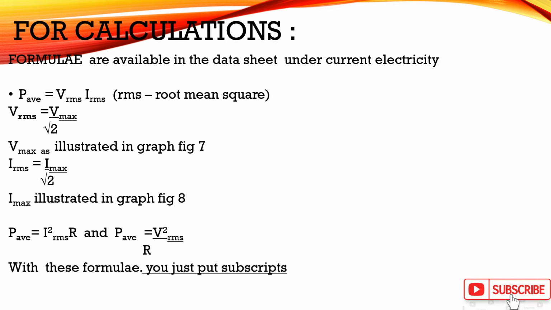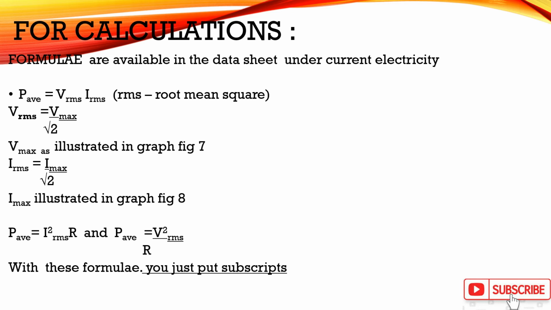You just put the subscripts. For example, P average is equal to Vrms multiplied by Irms. Then Vrms is equal to V maximum, V peak, over square root 2, where V maximum is as illustrated in figure 7. Then Irms, the current, is equal to I maximum over square root 2, as illustrated in graph 8, or figure 8.